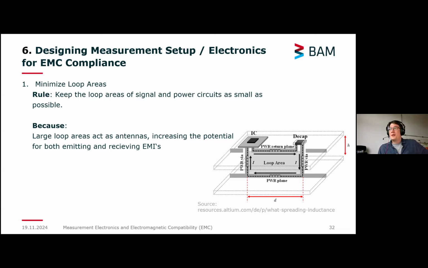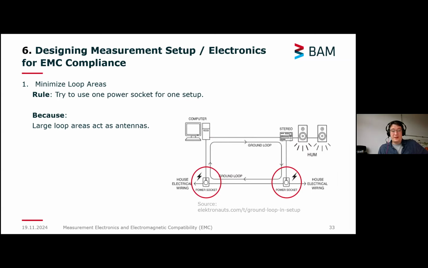In the other case where you might have experienced something similar would be an audio system where the audio emitters, the studio monitors, for example, would be plugged in a different power socket than your computer. Then you will hear a humming sound, which would be the frequency of the main power line. And to avoid this big ground loop, you should use one power socket.